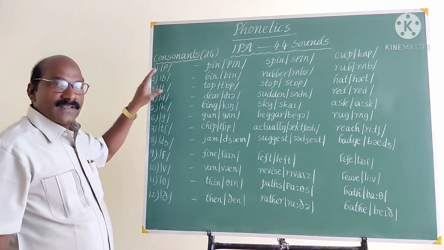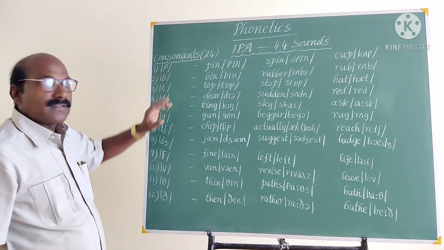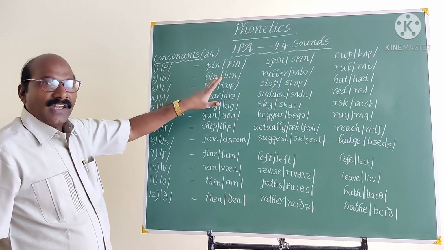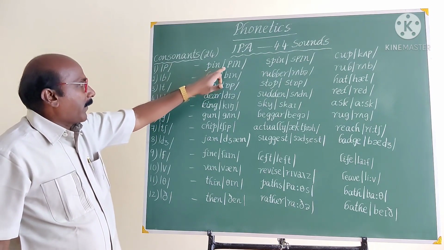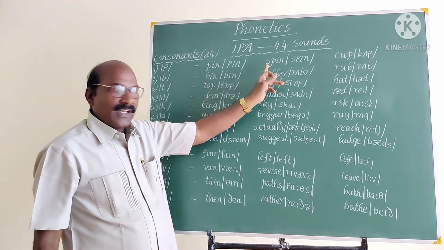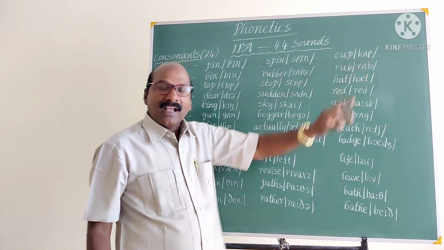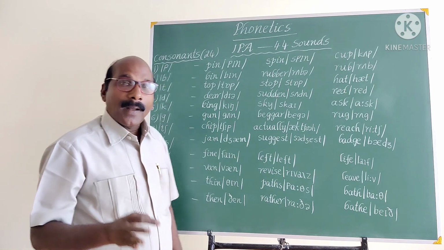The first one is pa. The sound is p, as in pin. Initially it occurs as in pin, medially as in spin, and finally as in cup, p.